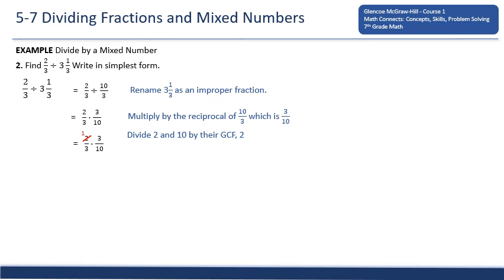We can divide 2 out of 2 and 10. So 2 divided by 2 is 1. 10 divided by 2 is 5. Then we can simplify the 3's, dividing both by 3. And now we can multiply across. 1 times 1 is 1. 1 times 5 is 5. And that is simplified.